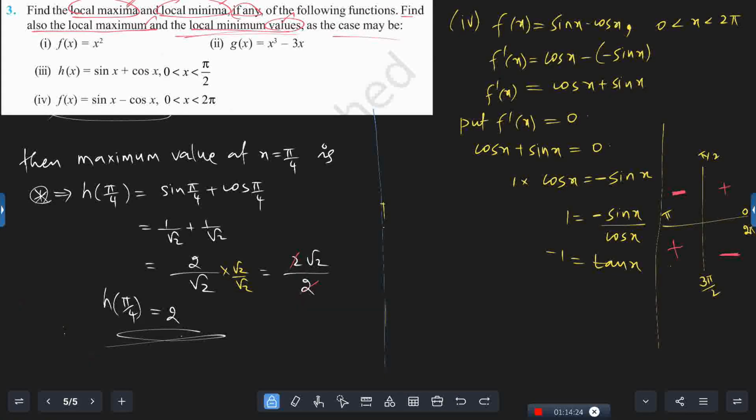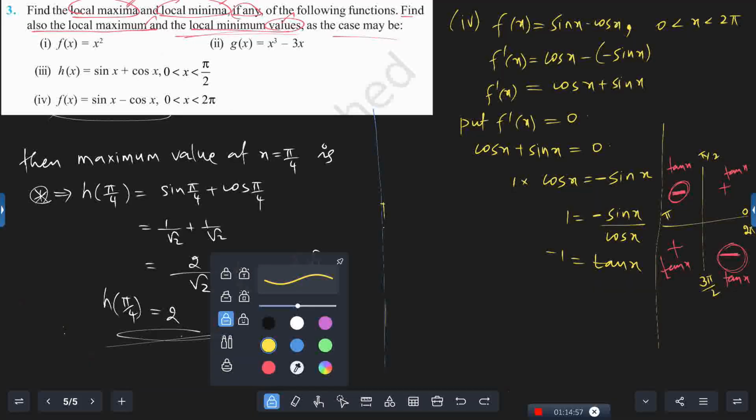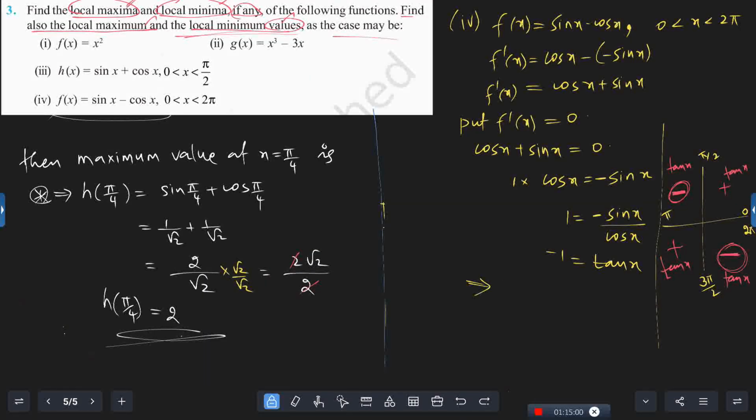Sorry children, not sin, tan. Tan is negative in the second quadrant and tan is negative in the fourth quadrant. Tan x negative, tan x negative, tan x positive, tan x positive. Here we have a negative one, so where is the negative? That quadrant alone you have to take. You don't need to take 4 values, 2 values are enough, because we should take only where it is negative. Be careful. This implies x is equal to 1.